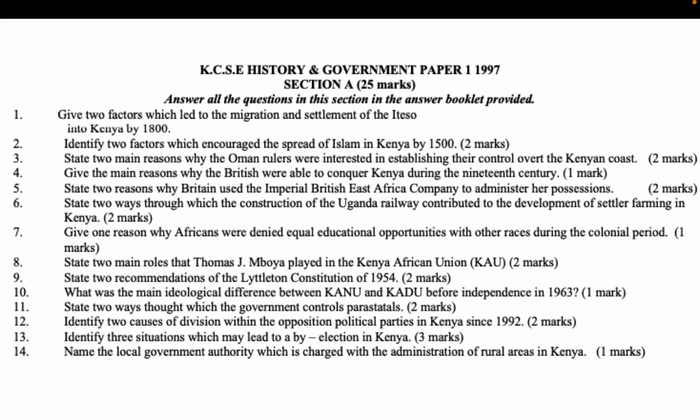Identify 2 factors which encouraged the spread of Islam in Kenya by 1500. 2 marks. State 2 main reasons why the Oman rulers were interested in establishing their control over the Kenyan coast. 2 marks. Give the main reasons why the British were able to conquer Kenya during the 19th century.